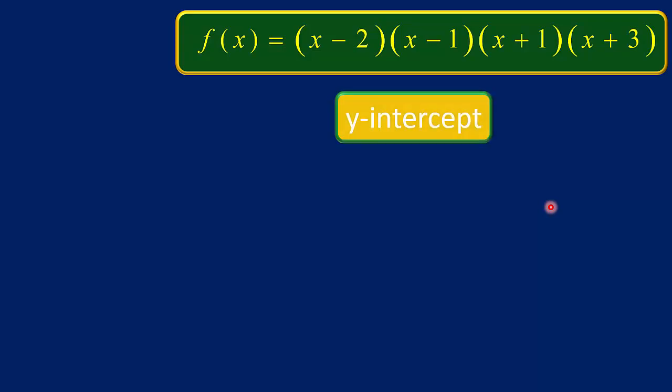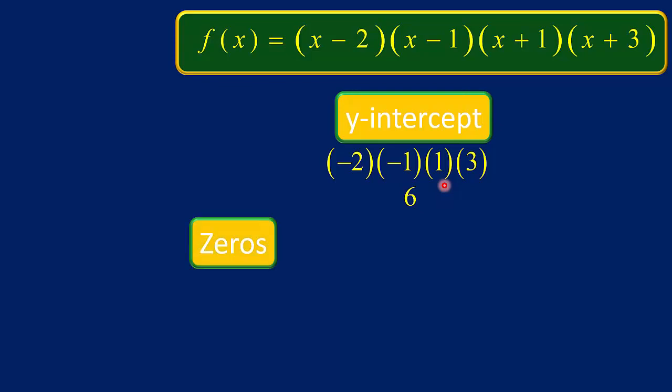So let's look at the y-intercept. We find the y-intercept by plugging in a 0 for x. And when we do that, notice the x's just go away and we're left with this, which if we multiply that out, we get 6. So we know that the y-intercept is 0, 6. Now, let's look at the zeros.